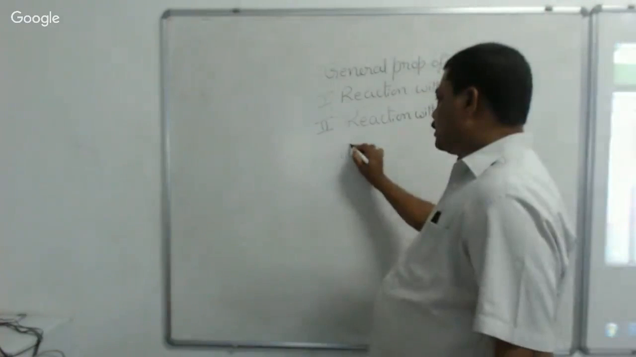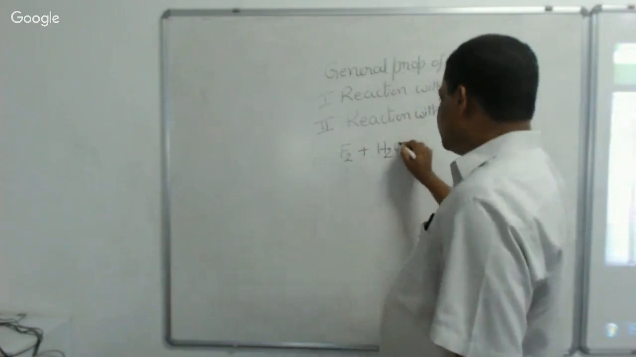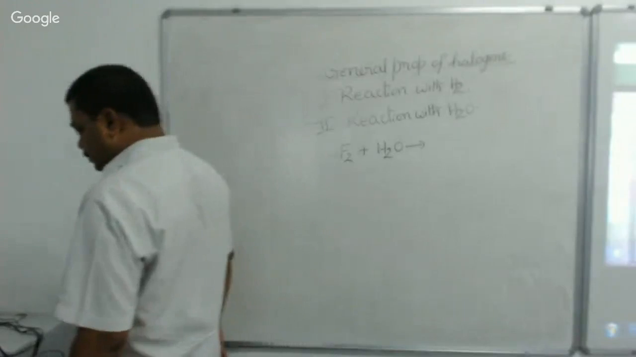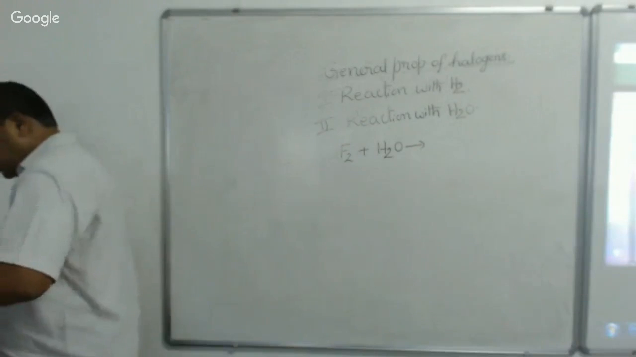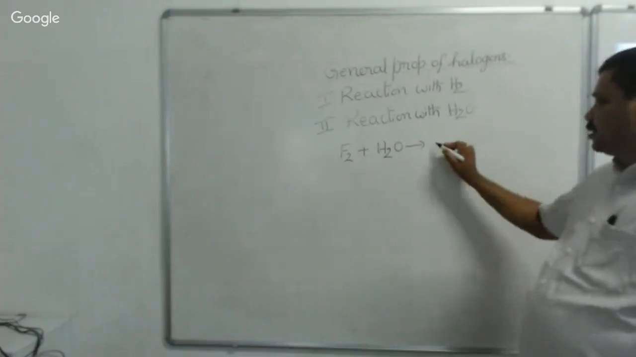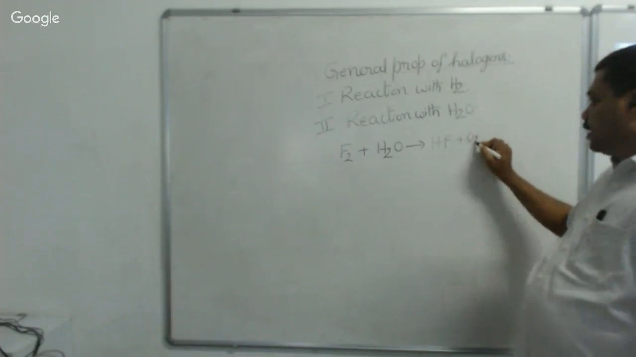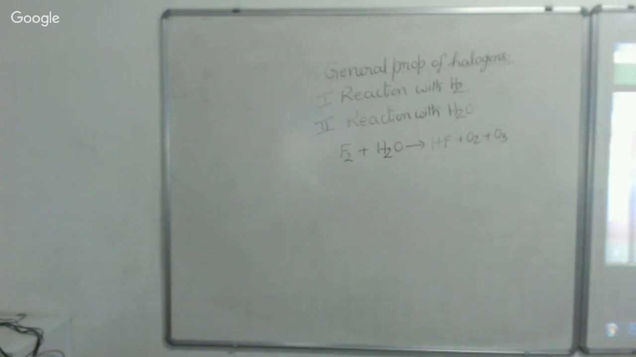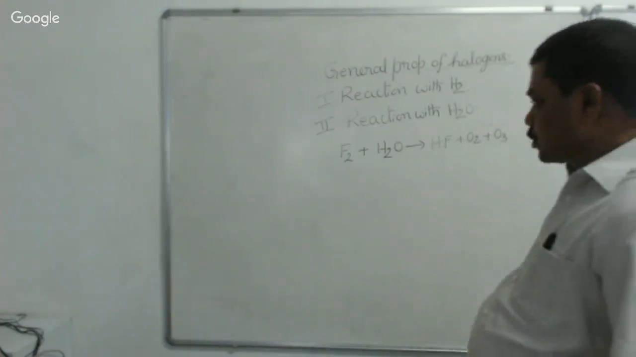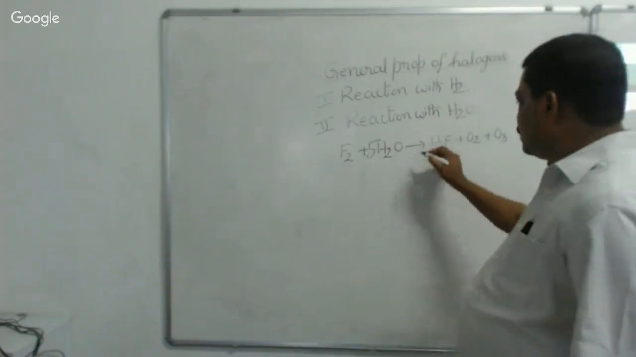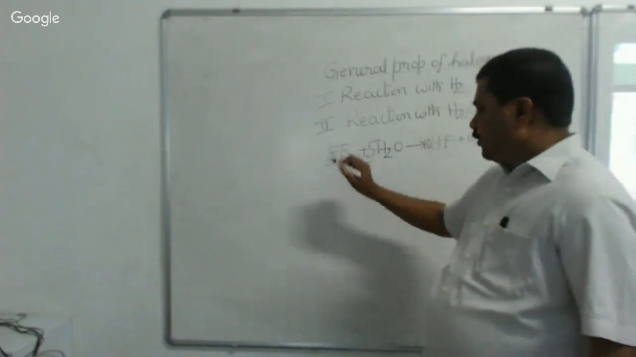Actually, fluorine is highly reactive. With water, it liberates oxygen and HF. So balance the reaction: 10HF, 5F2.